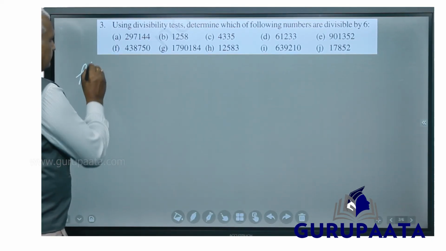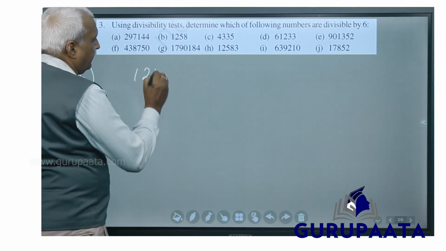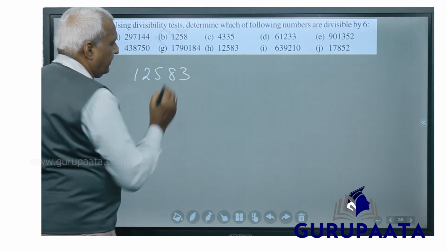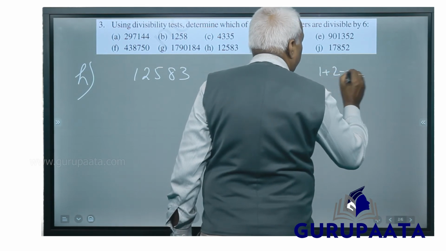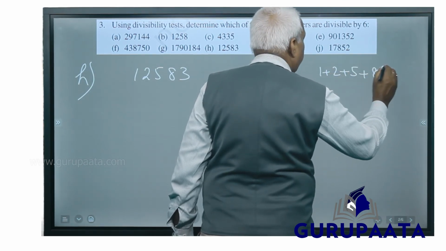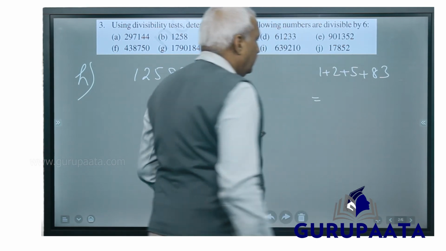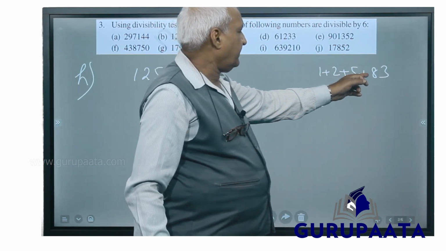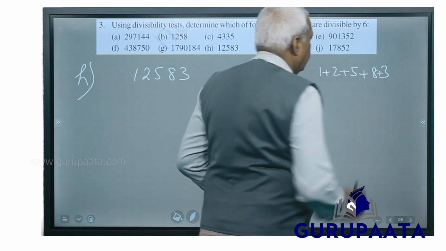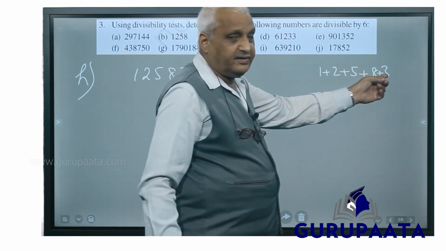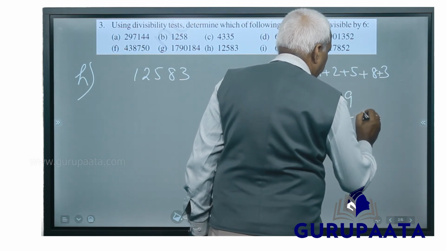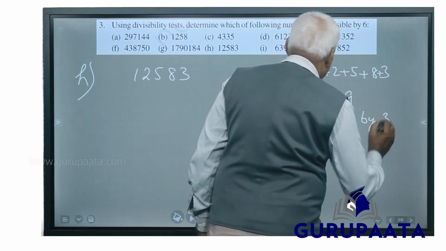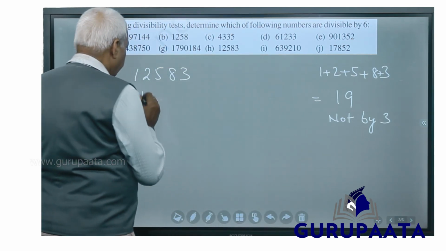Understood? We will go for H. 12583. Okay, add again: 1 plus 2 plus 5 plus 8 plus 3 equal to 19. 19 is not divisible by 3. So, this is also not divisible by 6.